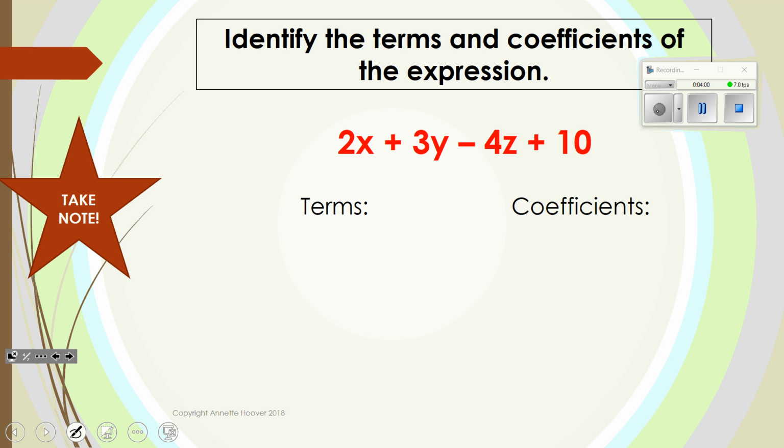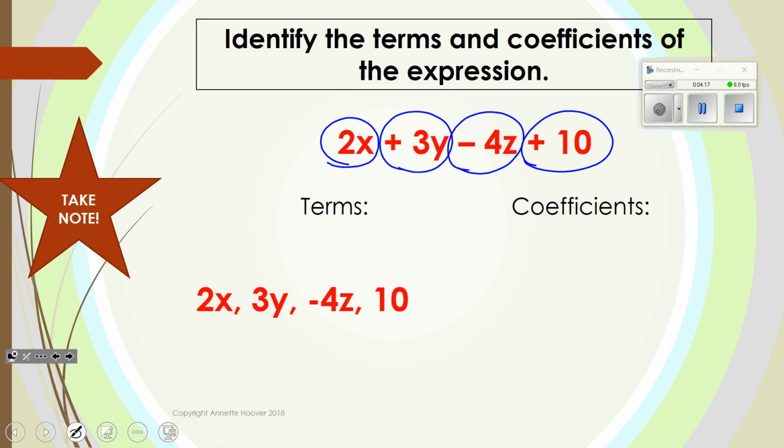Here's your next one on your notes. If you look at this algebraic expression, how many terms do you see? Look for the plus and minus signs that separate them. You'll see that there are 4 terms, 2x, 3y, -4z, and a +10. So we're just going to write those down with commas in between them to list them.